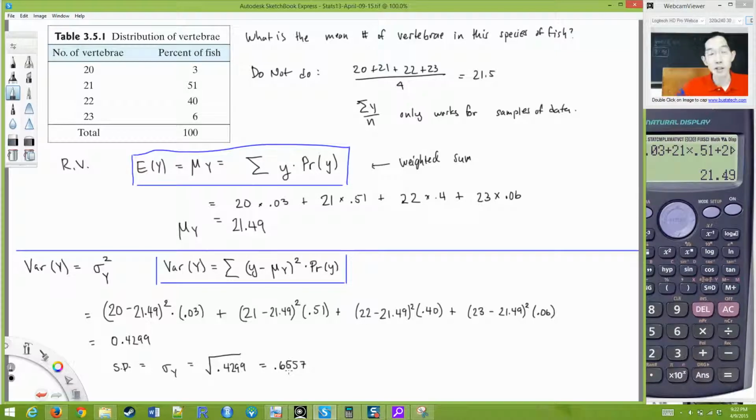Okay. So again, over here, it is the idea of we are going to just select or catch one of these fish at random, if that's possible. We catch a fish at random, and if we were to record how many vertebrae over and over again after all these different random catches, what would the average be? That average would be 21.49. And if we were to do the standard deviation of all of those things, we would get 0.6557. Is that okay?